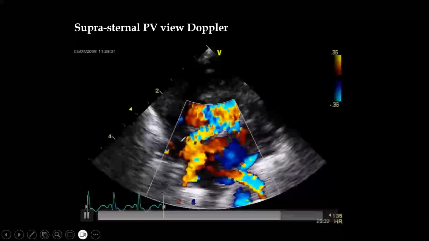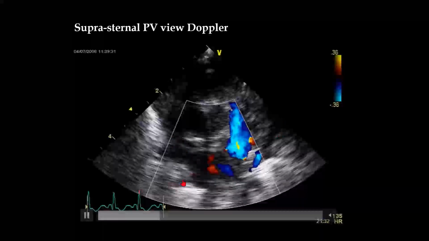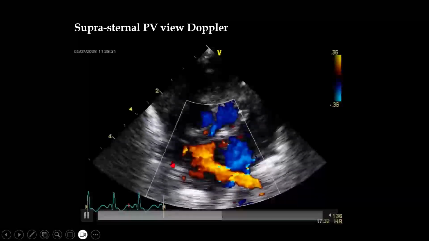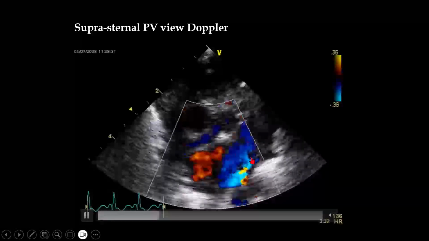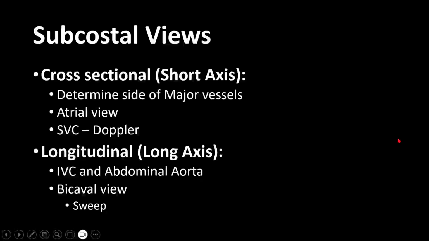Why are the upper ones blue? Because the blood flow in these upper ones is away from the probe. So that's why the upper ones are blue, and in these lower ones, the flow is towards the probe, so they will be red. So the flow in both right and left lower veins is red, and in right and left upper veins is blue. So this is also known as your crab view. It looks like a crab. So this is the pulmonary vein view.